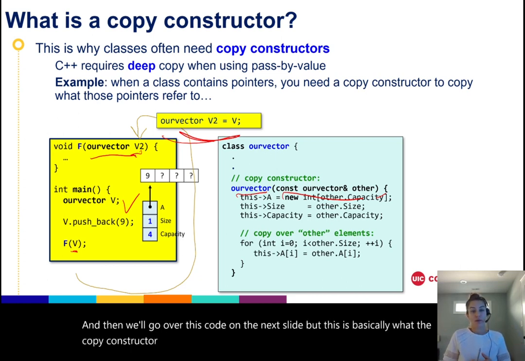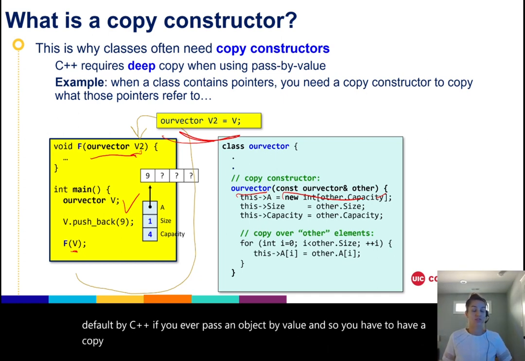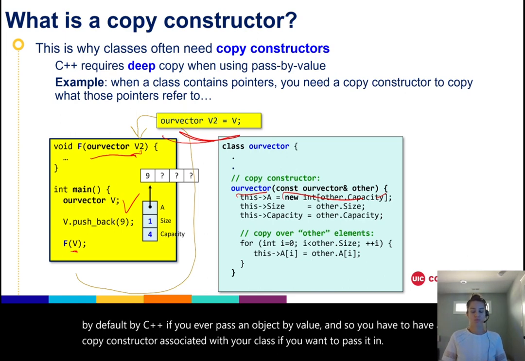Again, remember, the copy constructor is called by default by C++ if you ever pass an object by value, and so you have to have a copy constructor associated with your class if you want to pass it in to functions by value.